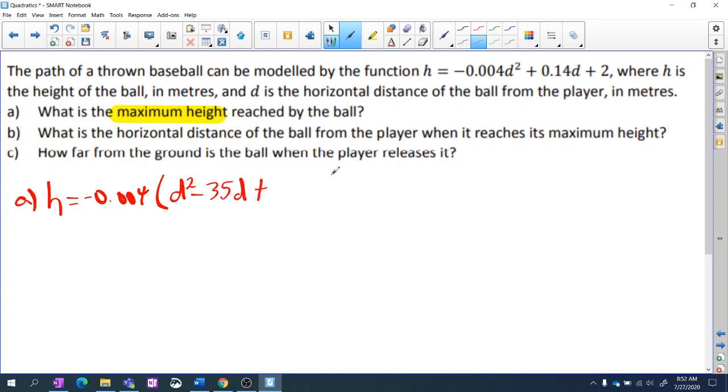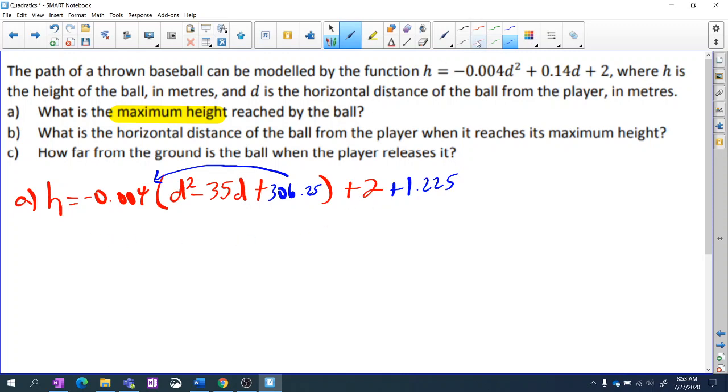D plus 2. So half of 35 is 17 and a half. And then we're going to square that. That's going to give us 306.25. However, that then has to get multiplied by our leading coefficient to give me a negative 1.225, which means I'm going to add 1.225.